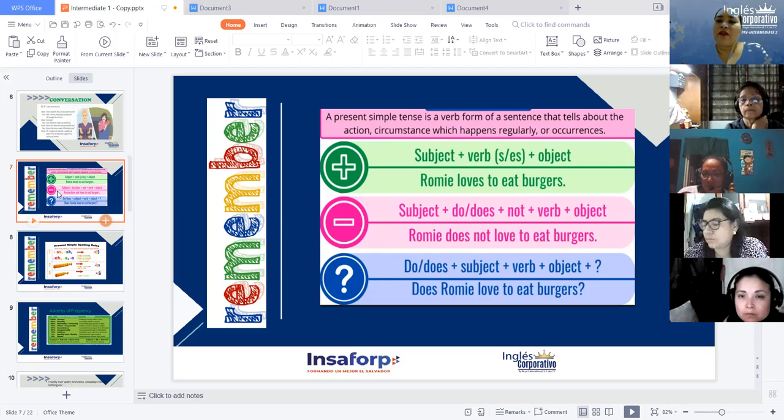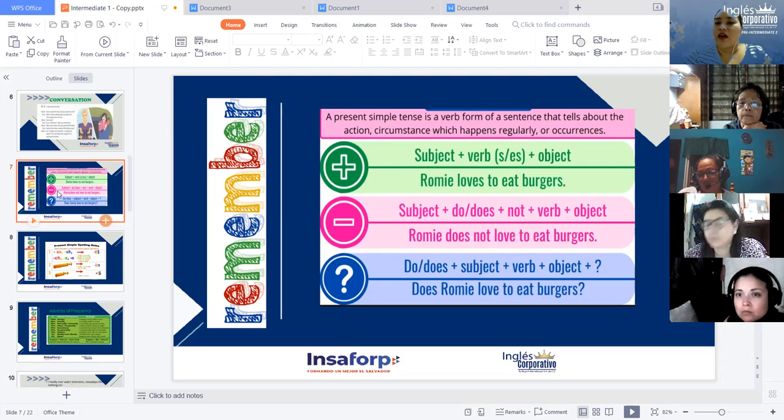So here we have something regarding the positive sentences. Let's remember that we are going to have a subject, the verb, that might have S or ES, plus the object, right? Or in this case, the object might be the complement if you want to see it like that. For example, Rami loves to eat burgers, right? So there we have Rami there, right? That would be an example of an affirmative sentence.